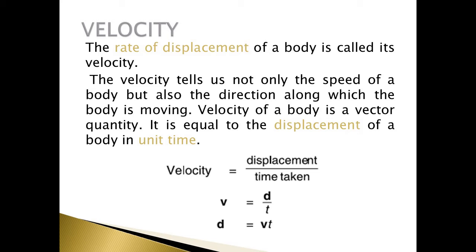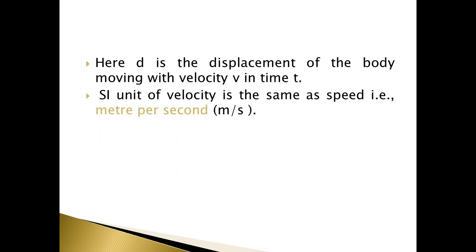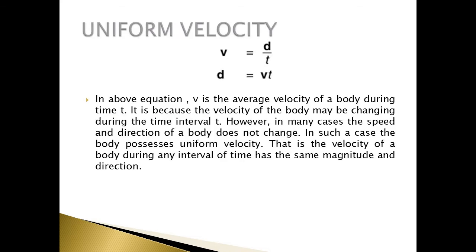And its formula is, when velocity is represented by small v, displacement is represented by small d, and time is represented by small t, then velocity is equal to d by t, and displacement is equal to v into t. Here d is the displacement of a body moving with the velocity small v in time t. SI unit of velocity is the same as speed, that is meter per second.